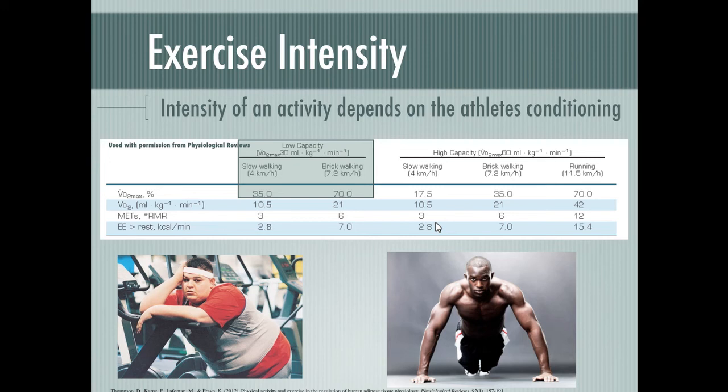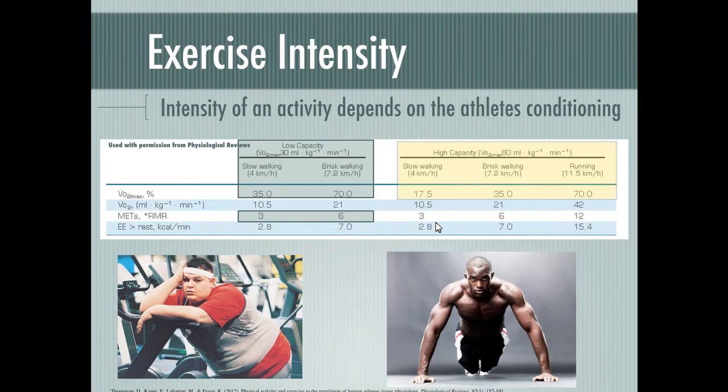If we look at his METs, METs is basically how many calories you're metabolizing above resting. So one MET is your resting metabolic rate relative to your body weight. He's expending 3 and 6 METs respectively, so 6 times his resting when he's at 70% VO2 max. However, if we look at the athlete over here, slow walking is 17.5% of his VO2 max, and brisk walking is only 35%, whereas it's 75% for the untrained individual. It takes 11.5 kilometers an hour to get to 70%.